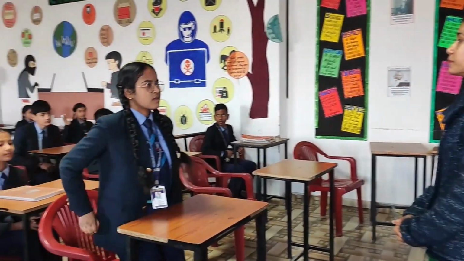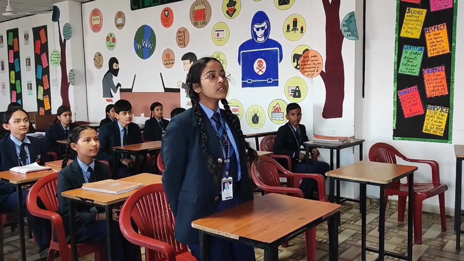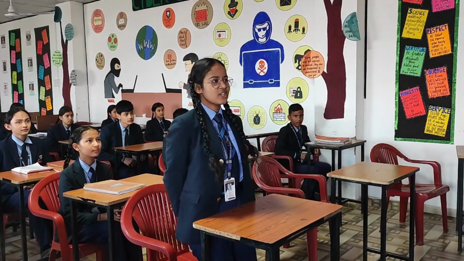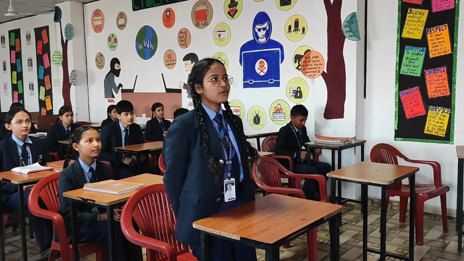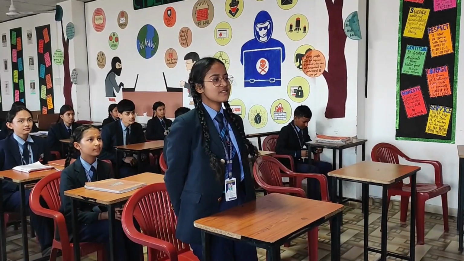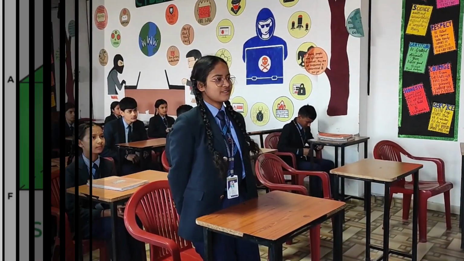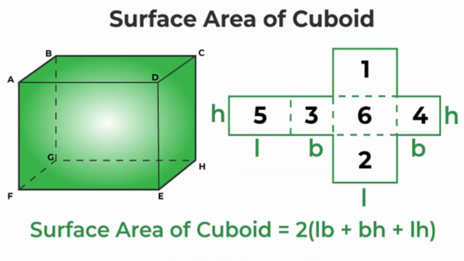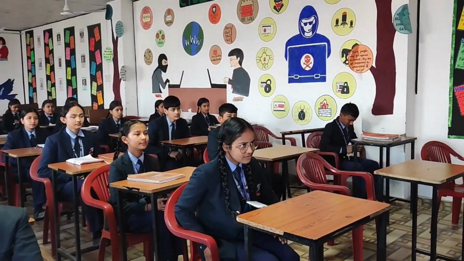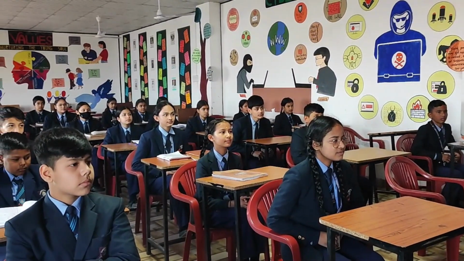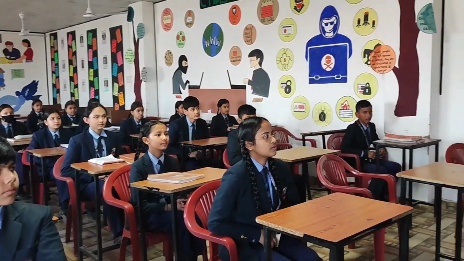Stand up, Afri. Yes, ma'am. The formula of total surface area of cuboid is 2 bracket LB plus BH plus HL. Good, sit down. So students, let's start our activity with our first question.